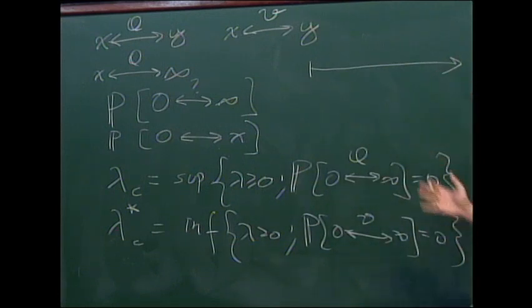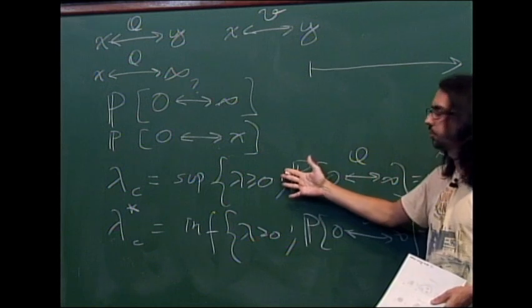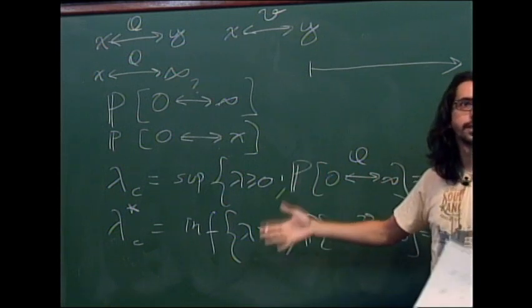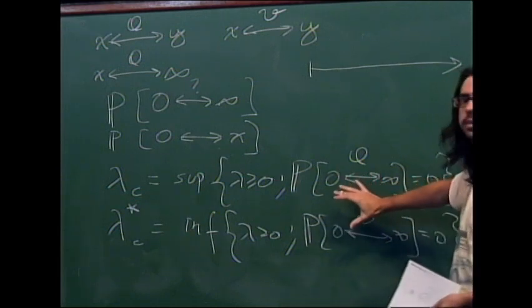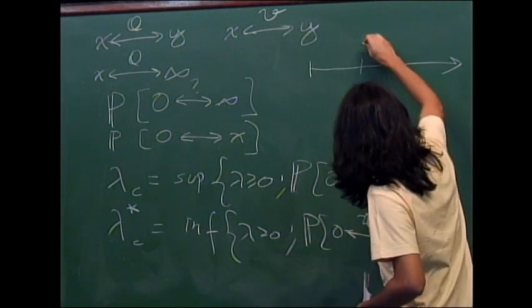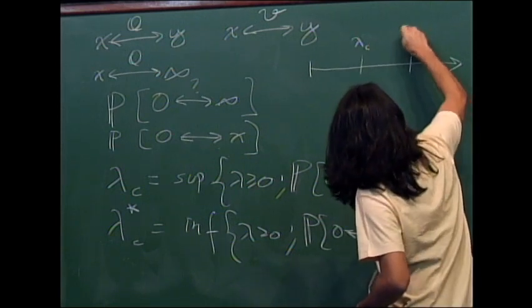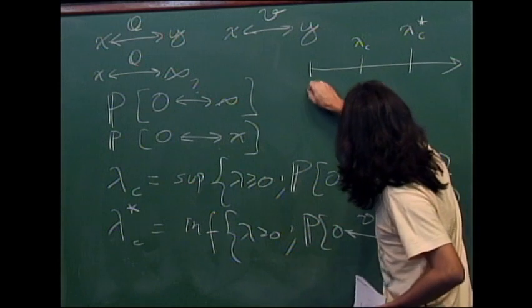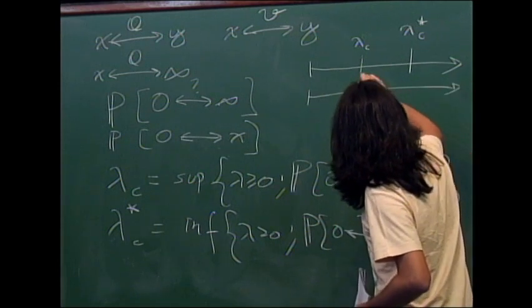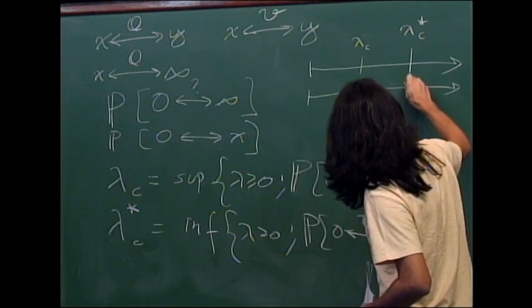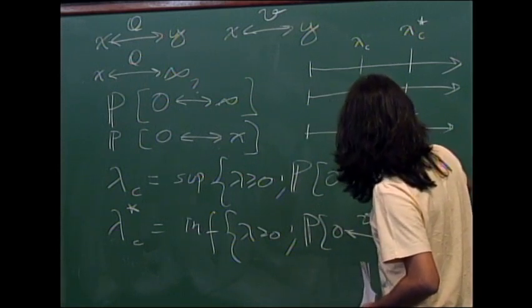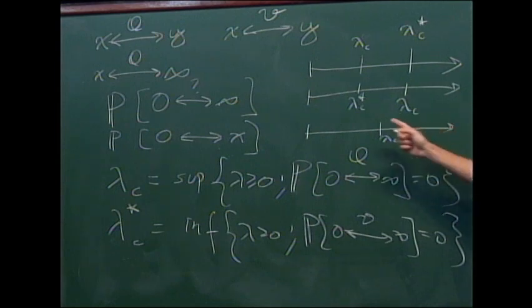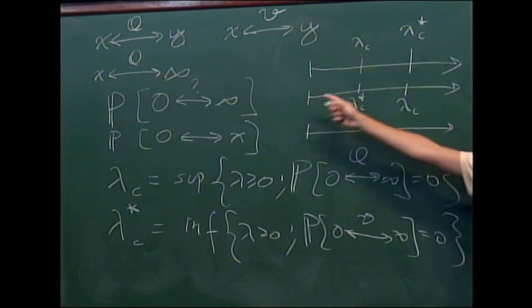So there are the trivial scenarios. This could be 0 or infinity, or this could be 0 or infinity. And then, it's basically one phase all over the line. I'll explain this later. But there are the 2 interesting possibilities: that lambda C is smaller than lambda C star, that lambda C star is smaller than lambda C, and that they're both the same. And of course, they could be trivially equal to infinity, trivially equal to 0.